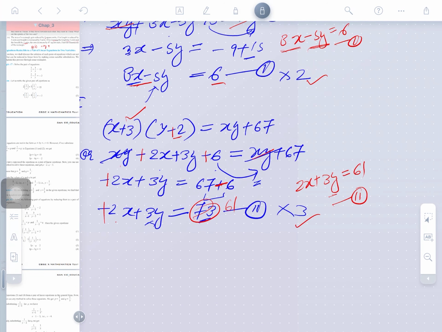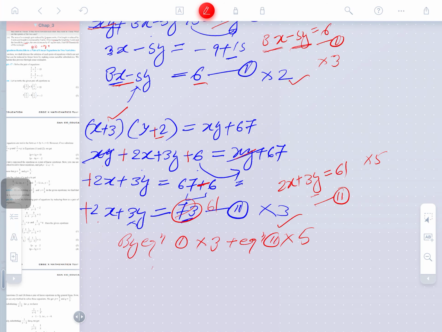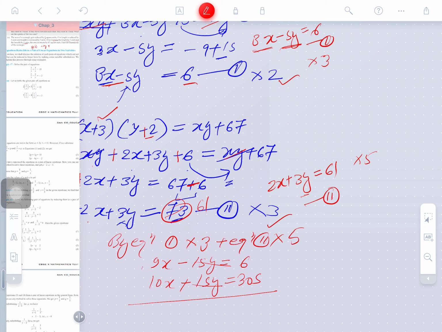Your command will be: equation 1 multiplied by 3, minus or plus, equation 2 multiplied by 5. So 3 3s are 9x, 3 5s are 15y, 3 6s are 18. Here 5 2s are 10x and 15y, and 5 6s are 30. 5 1s are 5. So y cancels and it's 19x, or what shall it be?